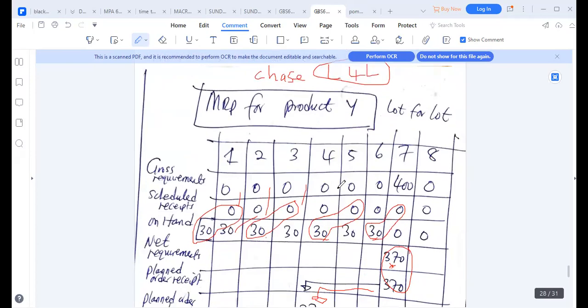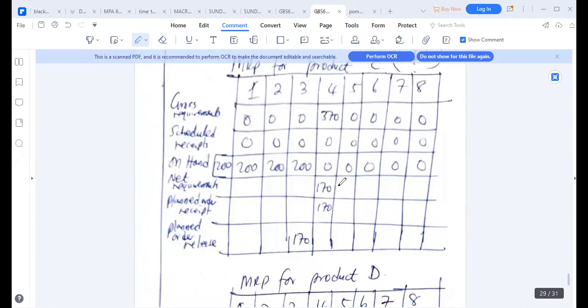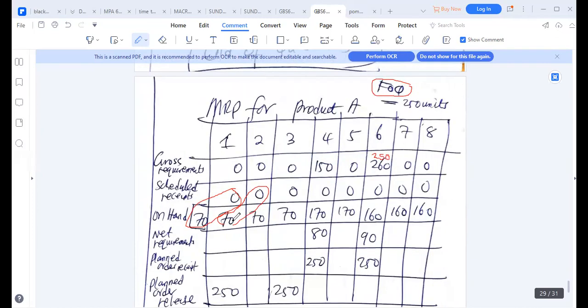Okay, so this is about what is going on. So we are going to have 0 plus 70 is 70 to meet the demand of 0. 70 plus 0 to meet the demand of that is 70. Then 70 plus 0 is 70 to meet the demand of 150. The net requirement is 80.